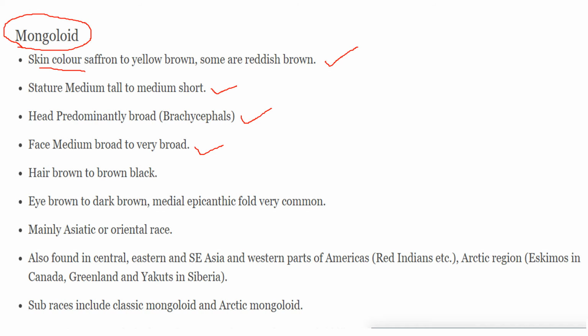Then hair is brown to black. Their hair is sometimes brown, and mostly it is black in nature. Eyeball color is dark brown, and they sometimes look like a fold, very common. Epicanthic fold very common means their eyes are oblique.